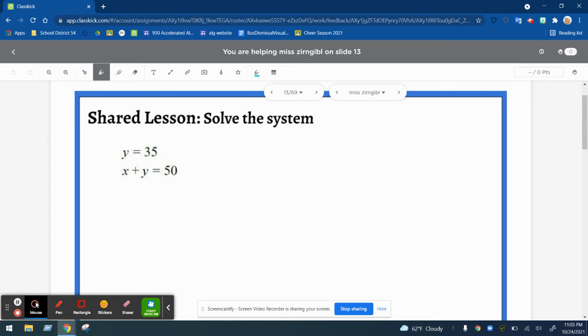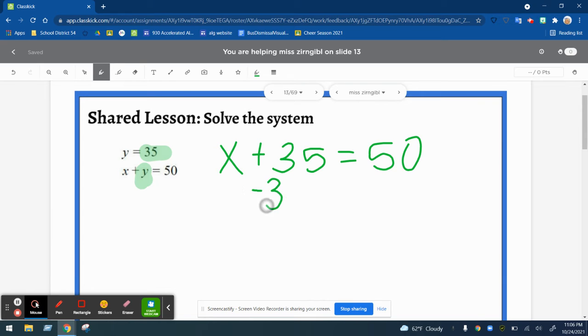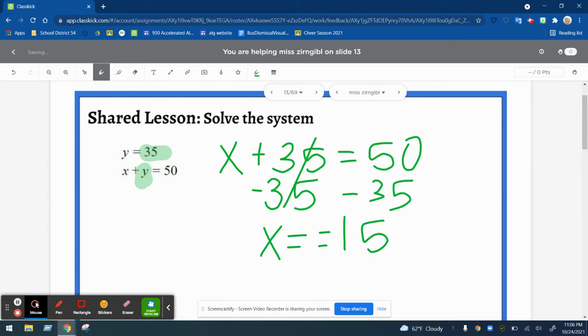Okay, so we're given that y is equal to 35, and then we're given that x plus y equals 50. So what I'm going to do, like we said earlier, this is solving by substitution, and it's exactly what it sounds like. I'm going to take what y is equal to, which is 35, and substitute it in my next equation to solve for x. So I'm going to say x plus 35 equals 50. And now I can subtract 35 and find that x equals 15.